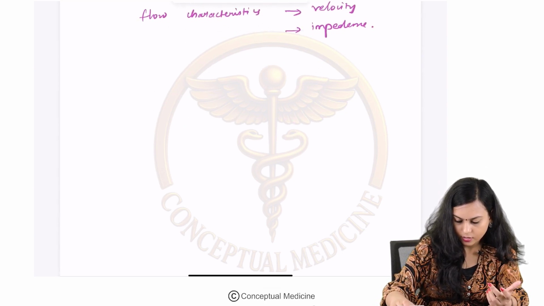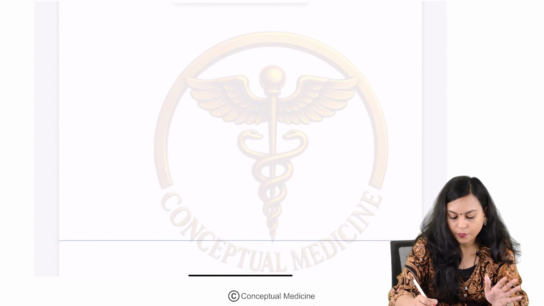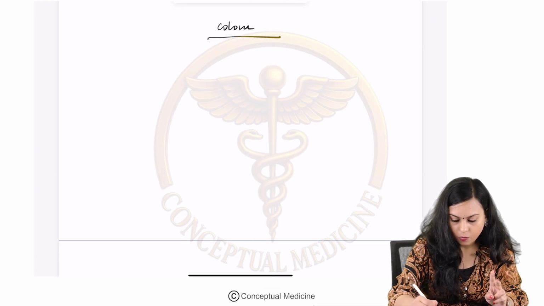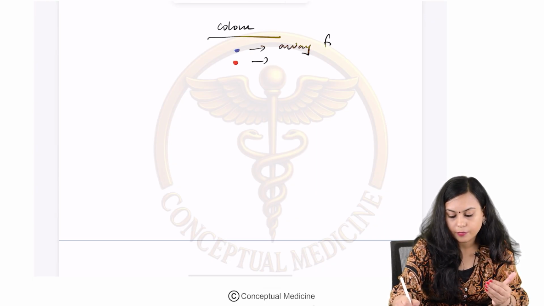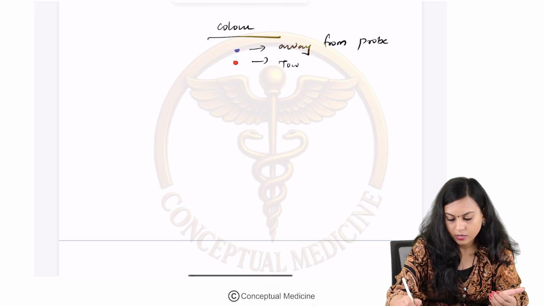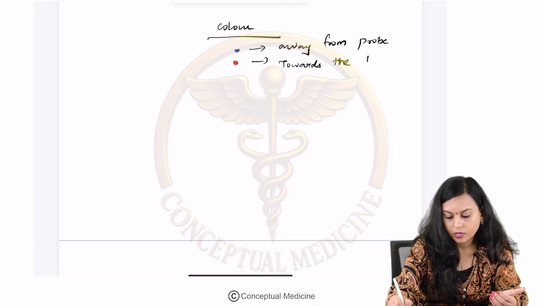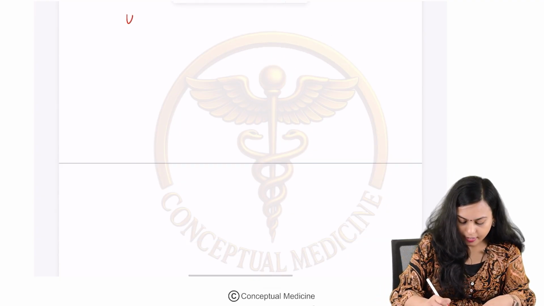Okay, now we will see about the flow direction. If you put color in Doppler, you can have two colors. One is a red color, another one is a blue color. And remember, blue color means the blood flow is away from the probe, and red color means the blood flow is towards the probe. Clear? Yes. We will see about umbilical artery now.